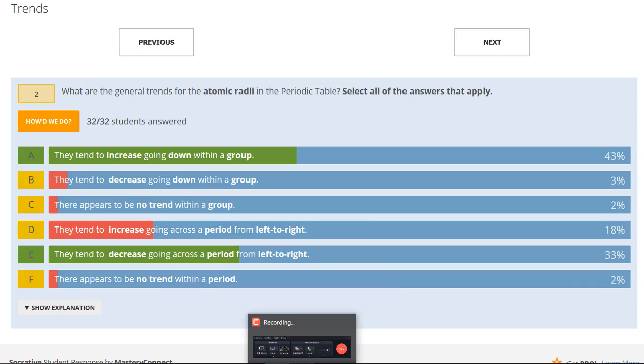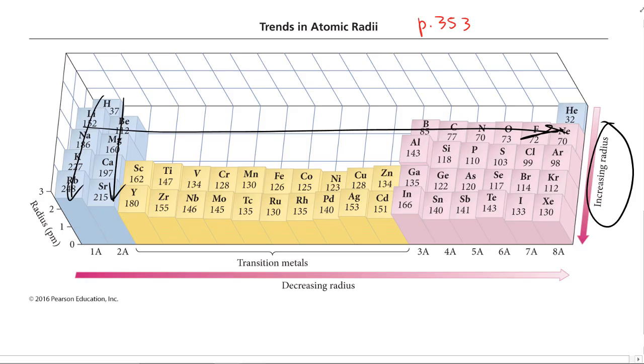Now, which one of these two, just from the onset, makes the most sense? One of these trends should make sense. One of the trends shouldn't make sense. Which one does make sense?